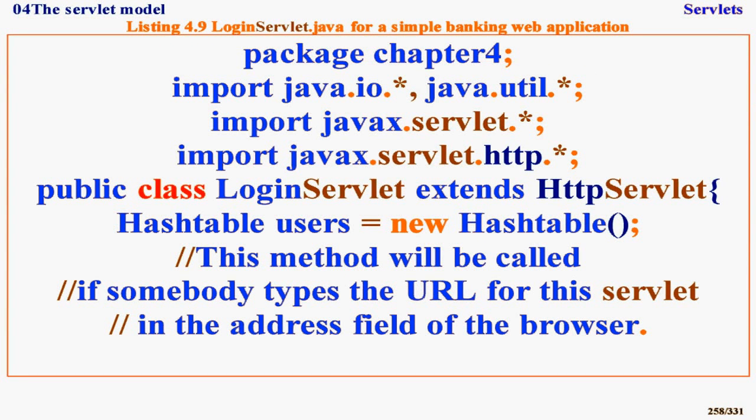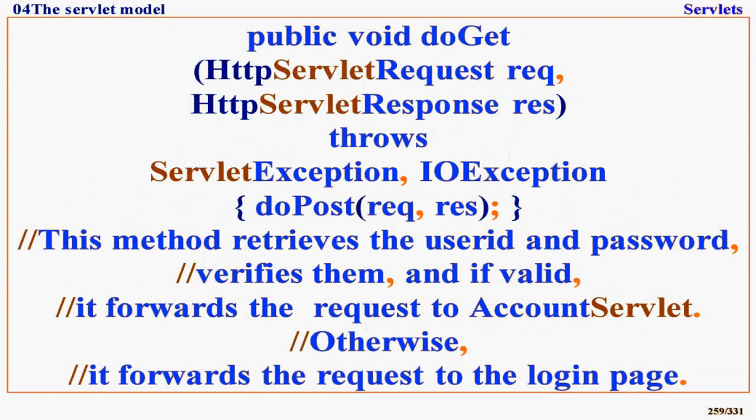Package chapter4. Import java.io.*, java.util.*, javax.servlet.*, javax.servlet.http.*. Public class LoginServlet extends HttpServlet, Hashtable users = new Hashtable. This method will be called if somebody types the URL for the servlet in the address field of the browser. Public void doGet(HttpServletRequest req, HttpServletResponse res) throws ServletException, IOException, doPost(req, res).